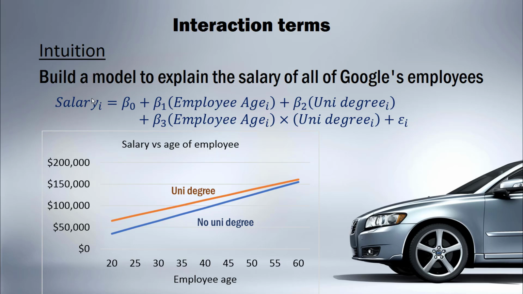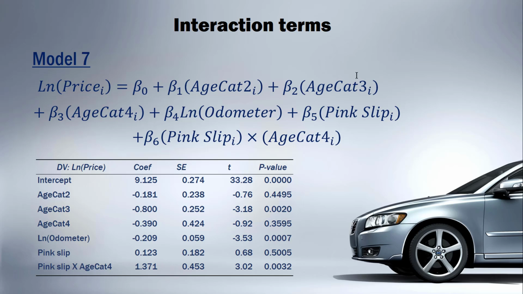But let's take this out of the theoretical realm and apply it to our ongoing model that we're building for car sales. Recall that we were trying to express the log of price as a function of these three age cat variables, now the log of the odometer, and whether the car has a pink slip. And I've included in here an interaction term between pink slip and whether the car is in age category 4 or not. Now, why might I have done that?